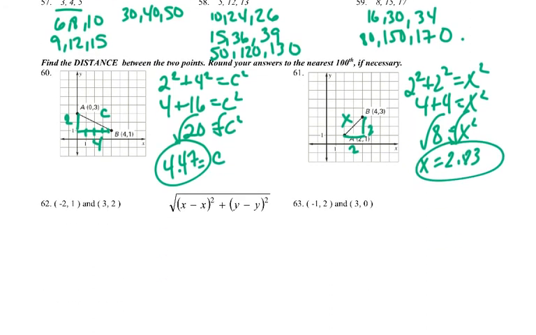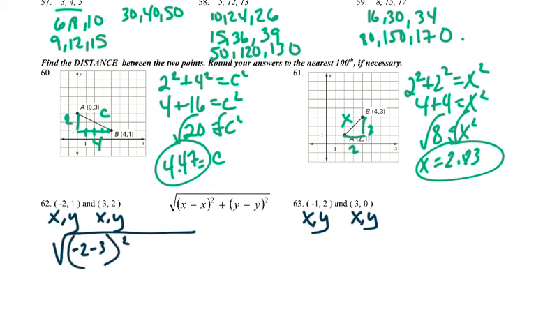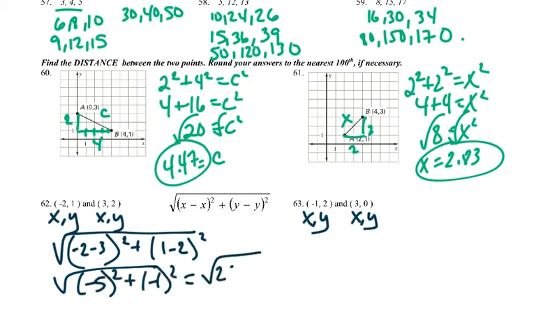We kind of finalize it with that distance formula, which is the same as the Pythagorean theorem, right? But it saves you from having to draw the picture. So we do big old square root, x minus x, so negative 2 minus 3 squared plus y minus y squared. So this is negative 5 squared plus negative 1 squared, or 25 plus 1, or the square root of 26. You can leave it like that, or you can do the decimal.